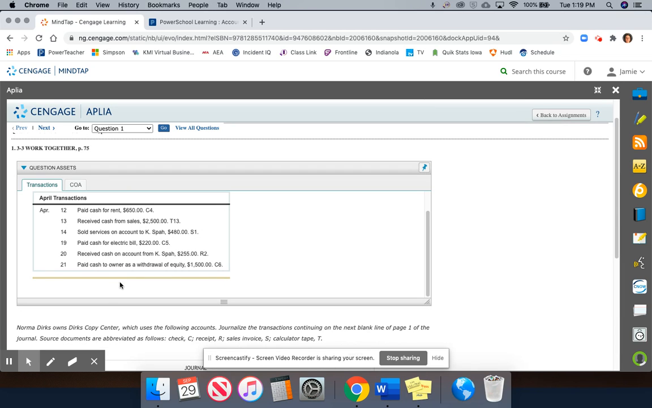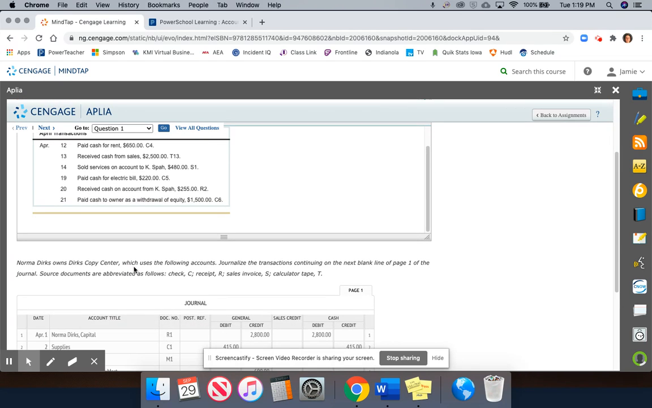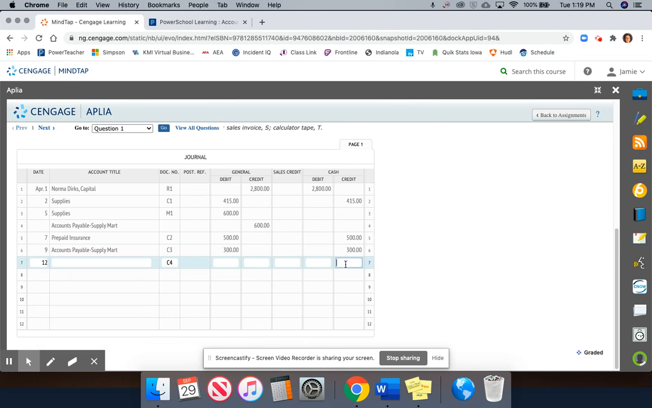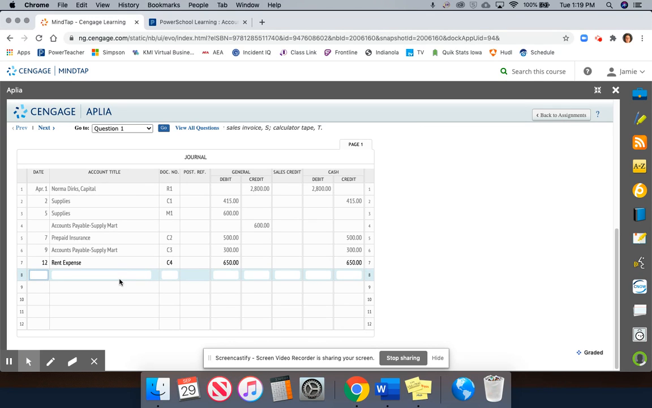All right, rent expense and paid cash. I like to do the special account column first. Paid cash, $650. So I'm going to credit cash for $650. And then we always debit expenses. So that isn't going to change. Rent expense, a debit of $650. And that is our transaction: the date, the source document, a debit, and a credit.